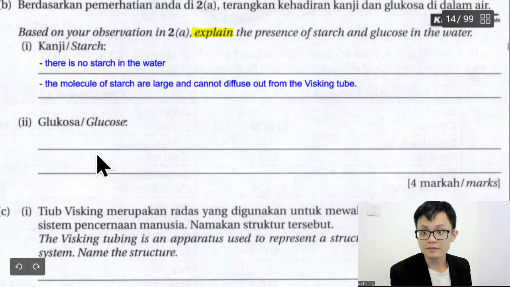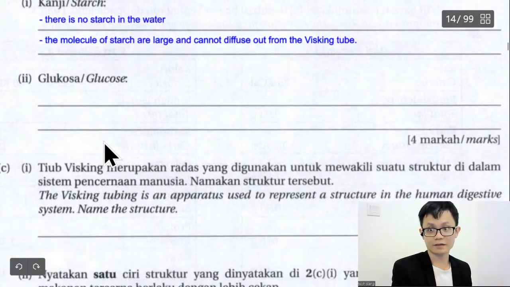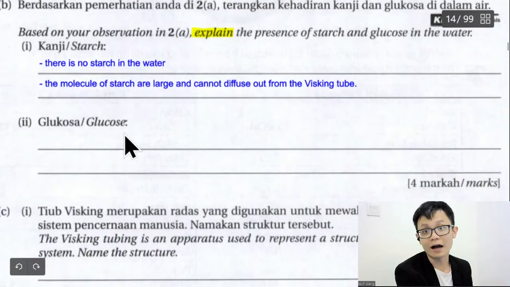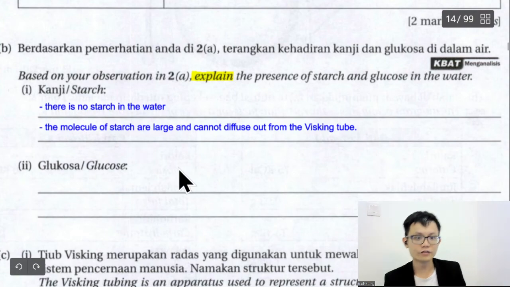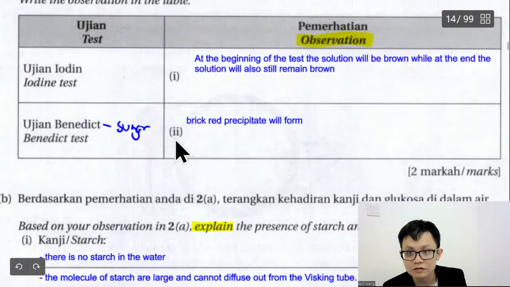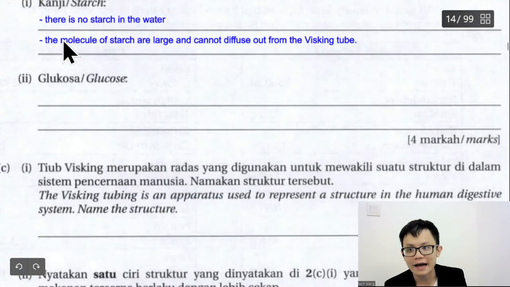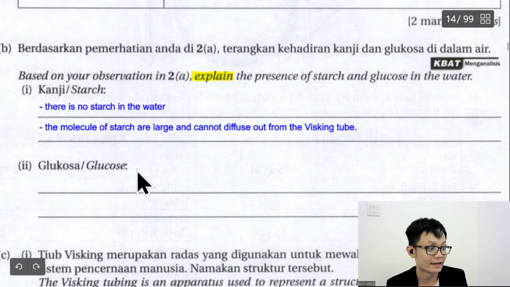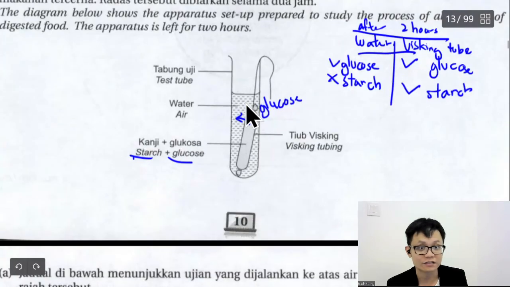Glucose. What will happen to the glucose? I mean, how are you going to explain about the glucose? Okay, so we can see here, glucose. You see this, the answer here is there is no starch. But in the water, we know that there is glucose, correct or not? Because I said already glucose goes into the water.